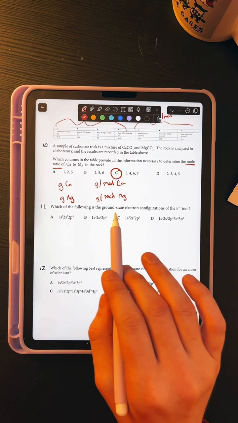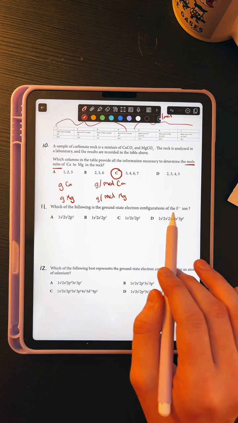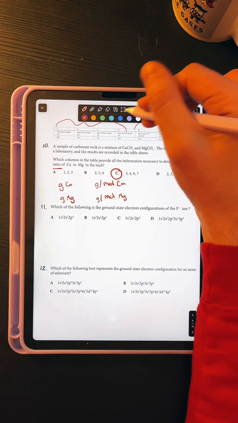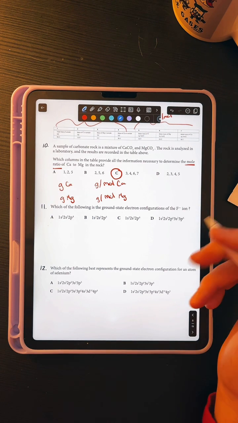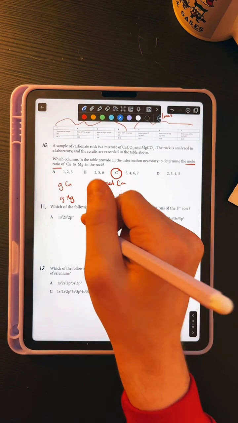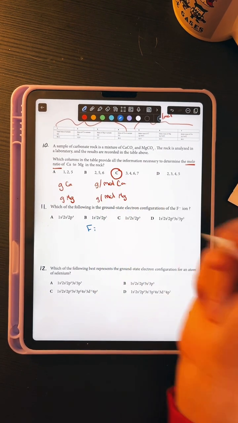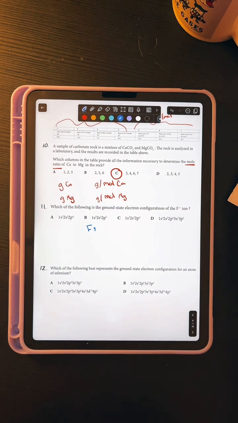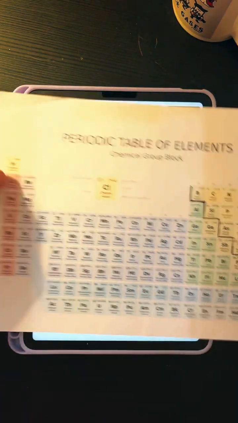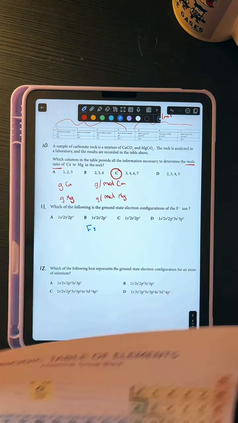Which of the following is the ground state electron configuration of the F- ion? So here, if we were to just figure out the electron configuration of fluorine, that's where I would think would be the best place to start. We'll talk about ground state versus excited state in just a moment. So we'll use our periodic table, and we're going to figure out the electron configuration for fluorine.